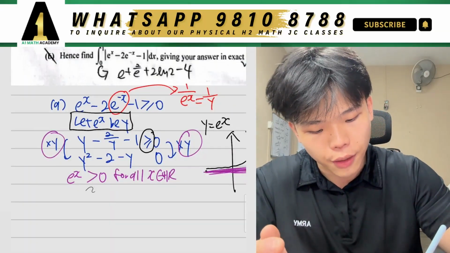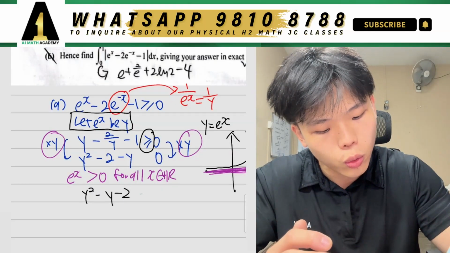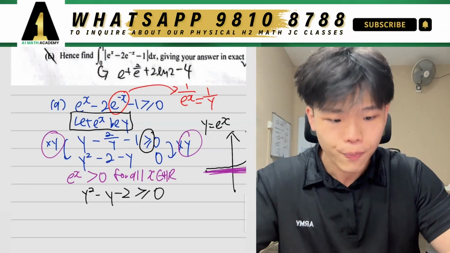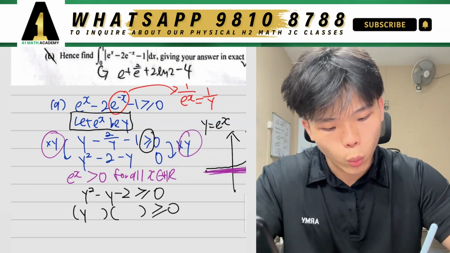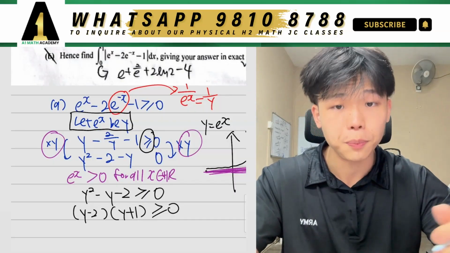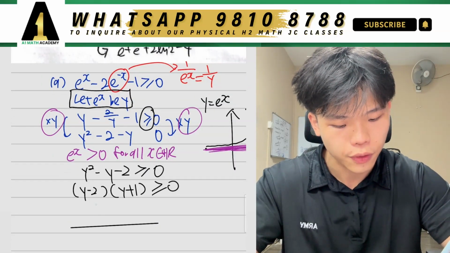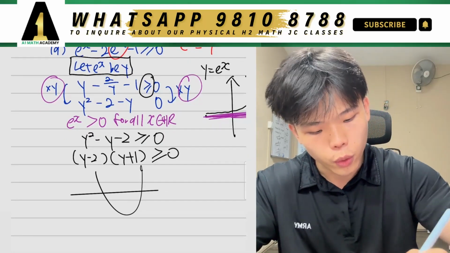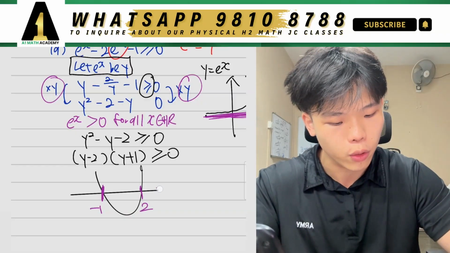So we can very safely say that y squared minus y minus 2 is bigger than or equals to 0. Then over here, when we factorize it, we essentially get (y minus 2)(y plus 1) is bigger than or equals to 0. Now we can view this whole thing as a quadratic curve first. In the quadratic curve, this will be a value of -1, and this over here will be a value of 2.